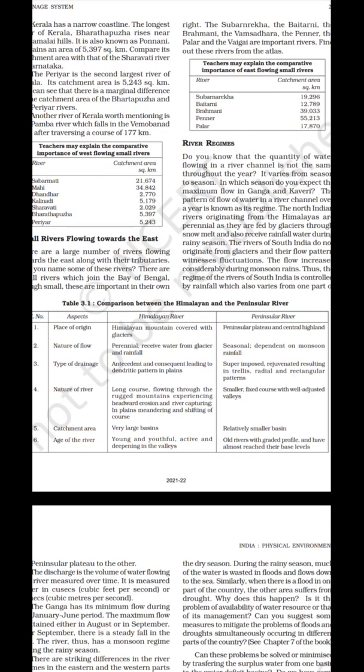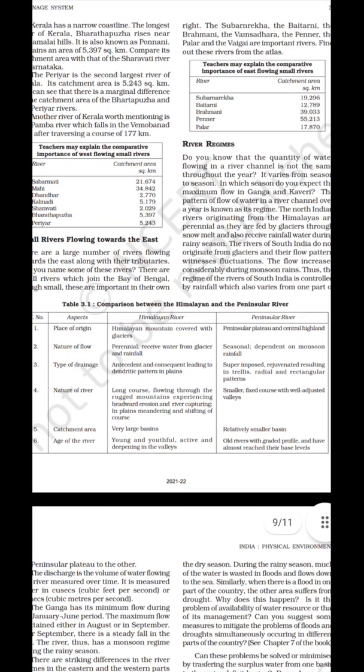Catchment area: very large basins; relatively smaller basin. Age of the river: young and youthful, active and deepening in the valleys; old rivers with a graded profile and have almost reached their base levels.